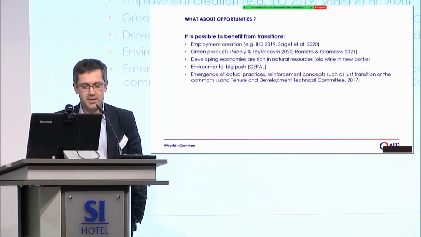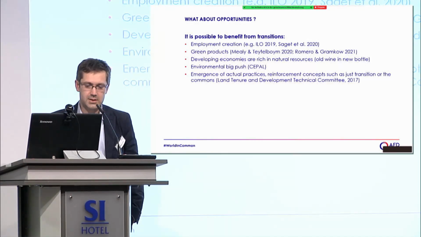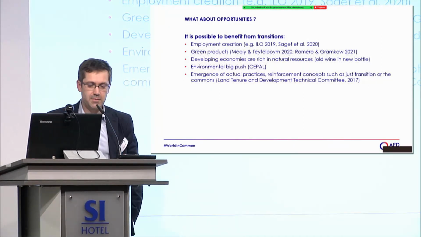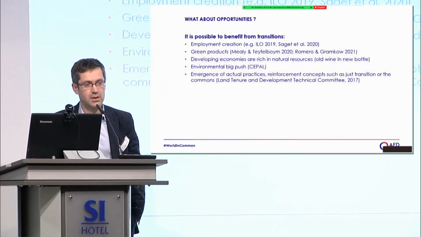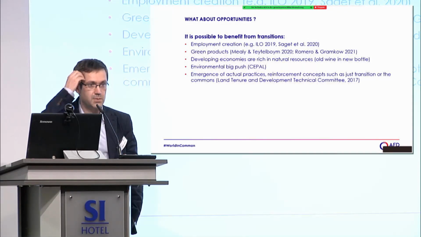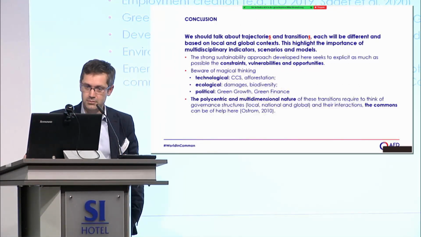And what is also, I think, very interesting, and this is something that the AFD has been working on, is that because climate change is already happening, but also because we are understanding that nature in general has very systemic effects on the economy at the local level, but also at the global level, what we have is the emergence of actual practices which reinforce concepts such as the just transition or the commons, and it's really interesting to see how very specific, localized responses to constraints lead to further developing concepts which have been theorized in the past.